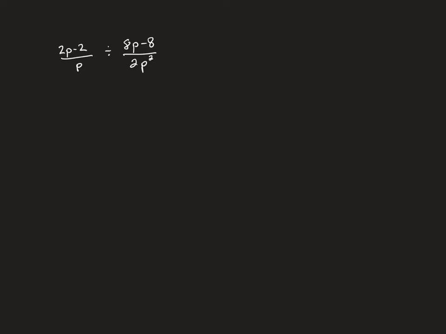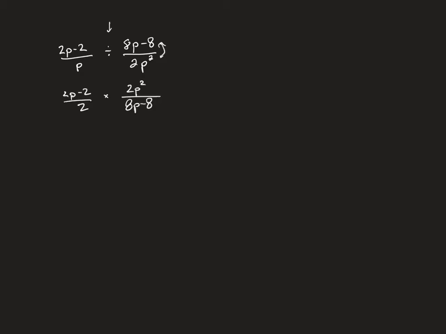All right, here's two questions to deal with rational expressions. First one we're dividing, and the second one we're adding or subtracting. When you're dividing fractions, typically what you do is you invert and multiply. So you leave the first one alone, change the divide to a multiply, and you flip this one over, or find the inverse. So 2p squared over 8p minus 8.